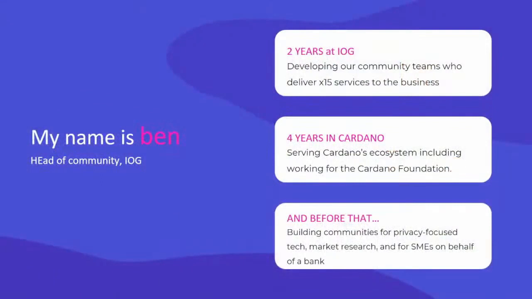Great. So we've got a presentation about building communities, minimum viable community we're going to talk about. My name is Ben. I've been 2 years at IOG developing our community teams. We deliver about 15 services to the business, so I'm going to give you some insight into that. And I've been in Cardano for about 4 years, serving the ecosystem.